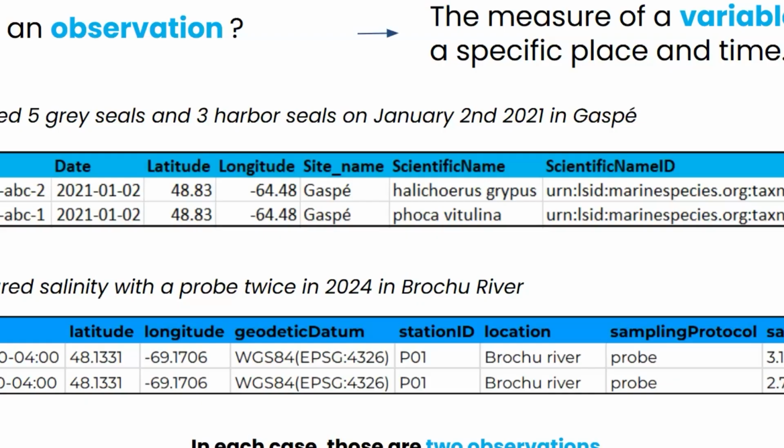So in the first case, there was one observation for the gray seal, or Halichoerus grypus, with a count of 5, and the 3 harbor seals, Phoca vitulina. In both cases, they happened in Gaspé on January 2nd, 2021, with these coordinates. Same thing with the Brochu River example. We measured the salinity, so we have 2 different values for salinity and 2 different dates because they happen at different times, but they're both in the same location in Brochu River at a particular station with those geographic coordinates.